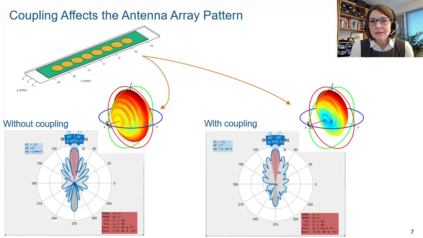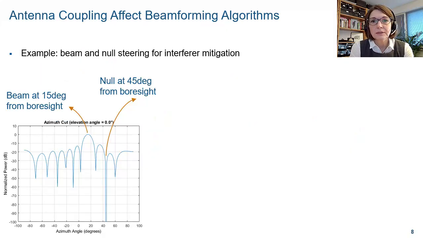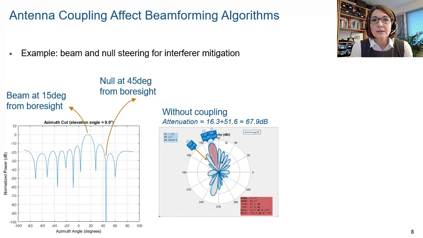But to really understand the impact of coupling, let's look at a different example. Let's assume that we have a desired signal coming in towards our array at 15 degrees from bore side, and that we have an interfering signal coming in at 45 degrees from bore side. So in this example, we want to steer the beam towards our desired signal, and we want to steer a null towards our interfering signal. We compute the weights with the phased array system toolbox, and then we apply the weights to our array.